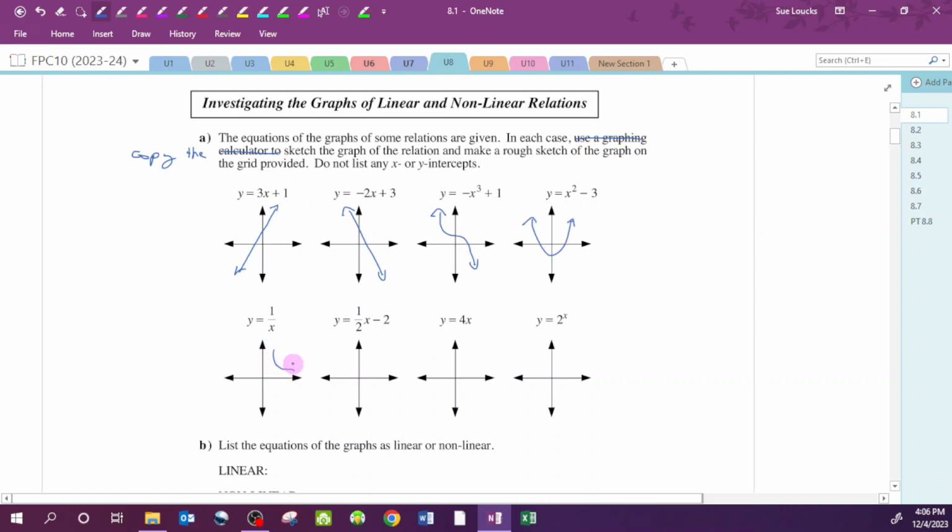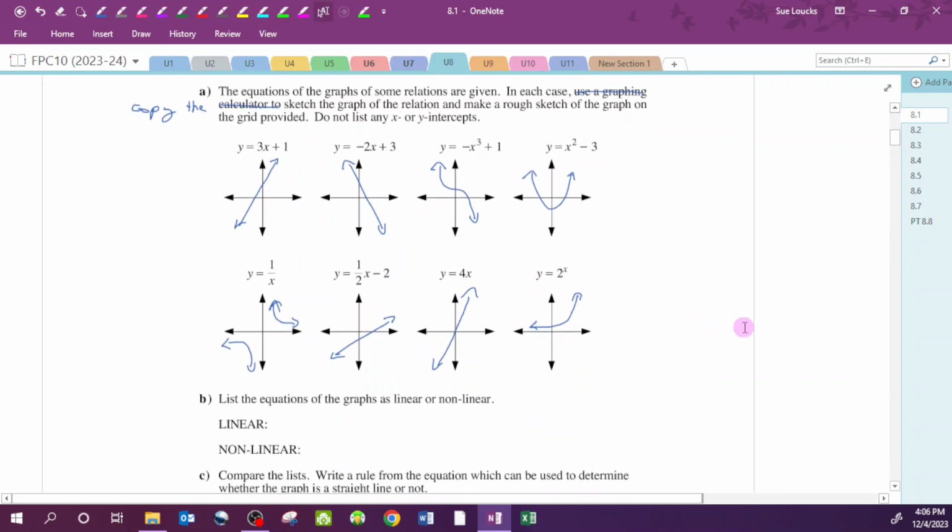This one's cool. That's an arrow. And this is another one of these. This one looks like this. This one does go through the center. That one is going through the center, the origin there, right there like that. And this one is also cool, and it goes like this. Okay? And then we're going to list which ones are linear and which are non-linear.